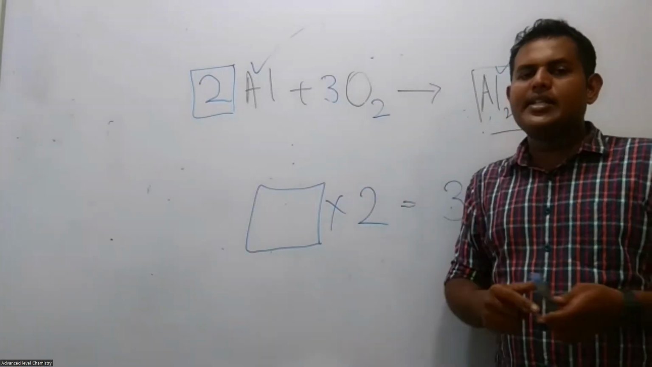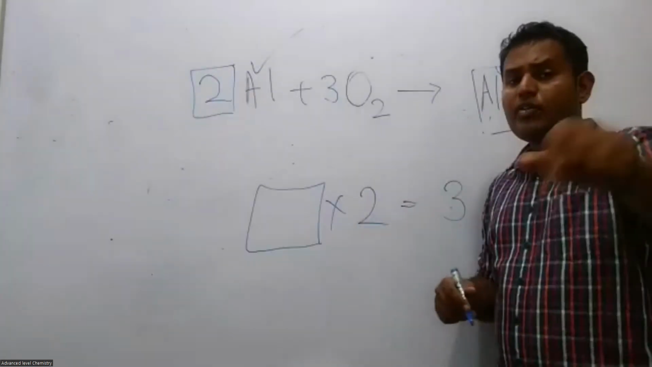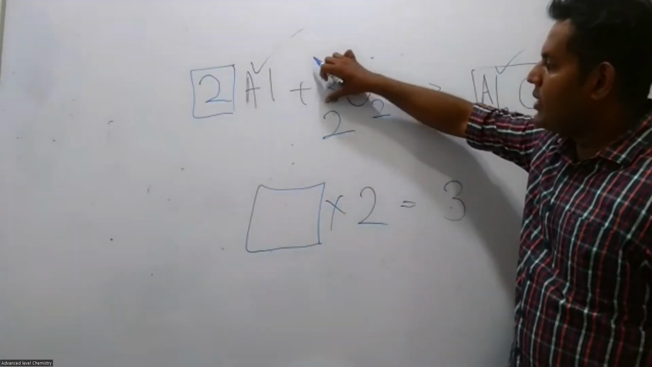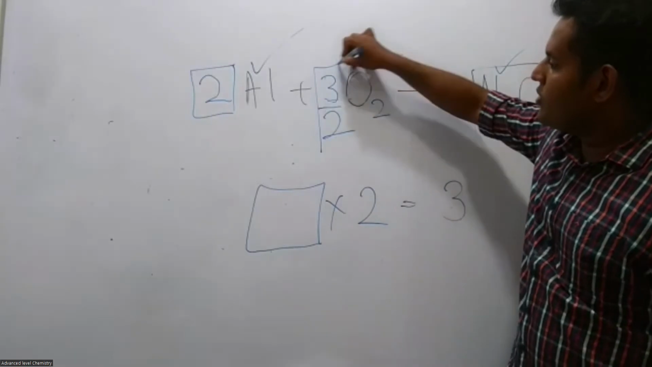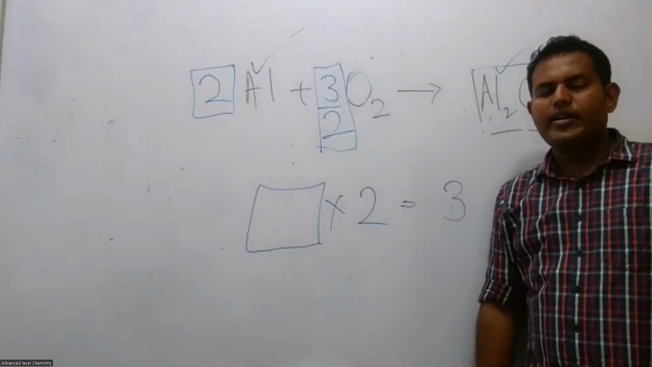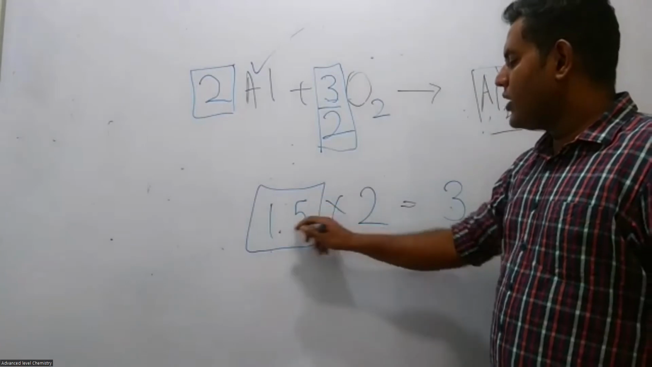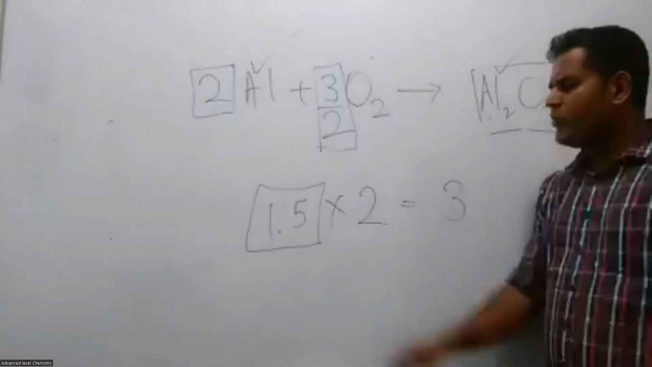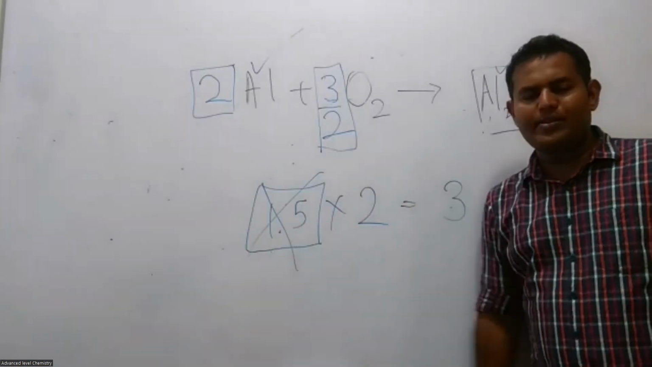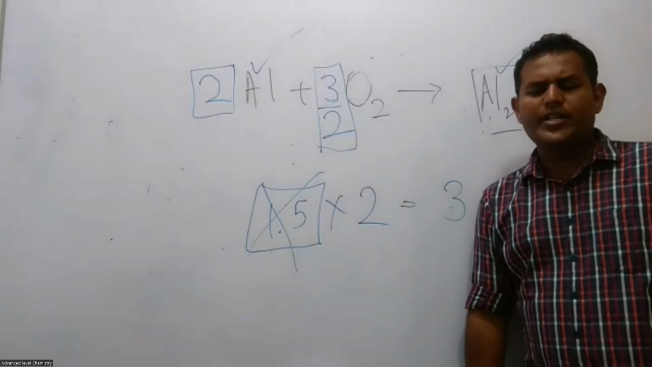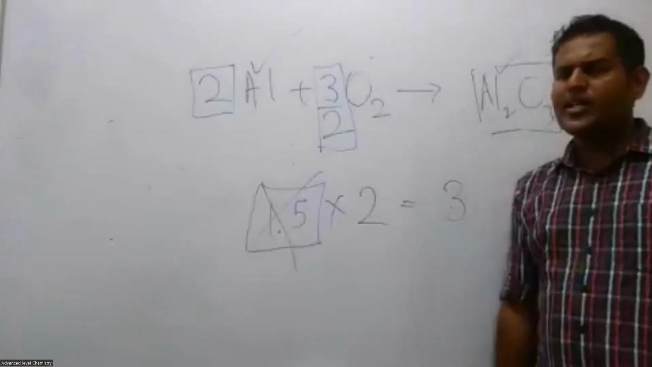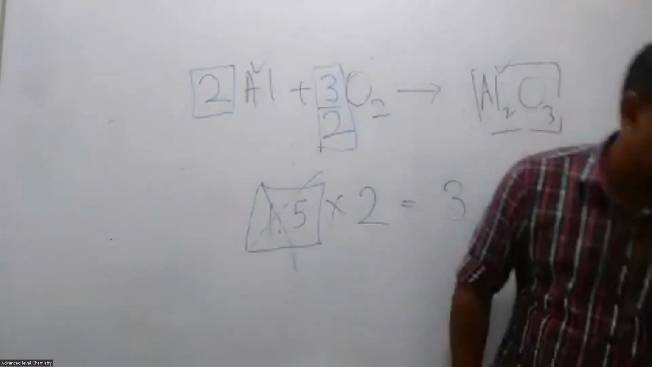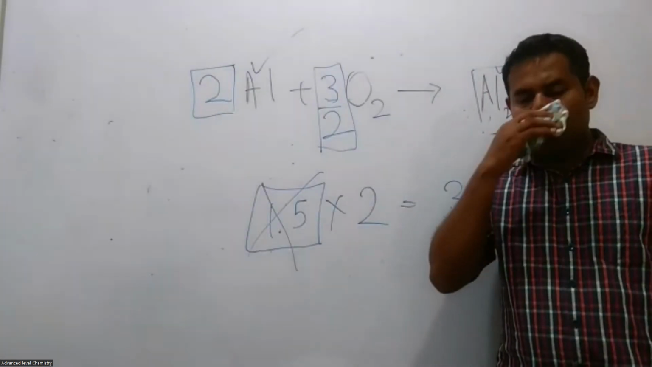Now, how to cancel that multiplication? We can divide this 3 by 2. That means we are using a fraction and placing this number here. 3 over 2 means 1.5. So just think, 1.5 into 2 is 3. But don't put decimal values. Generally, we don't put decimal values in equations, but we put fractions. Even in marking schemes, fractions are there. But when you're finalizing the answer, you should remove the fraction.